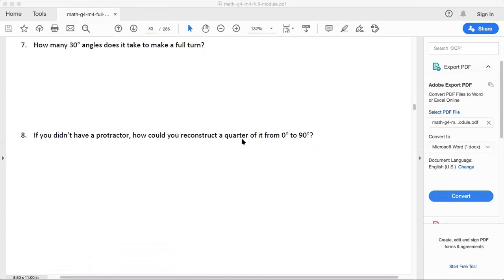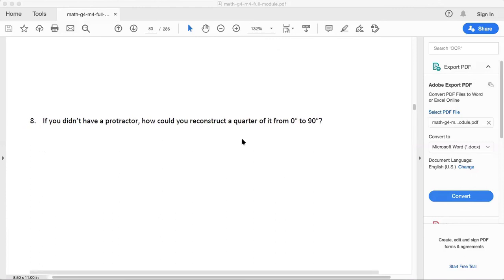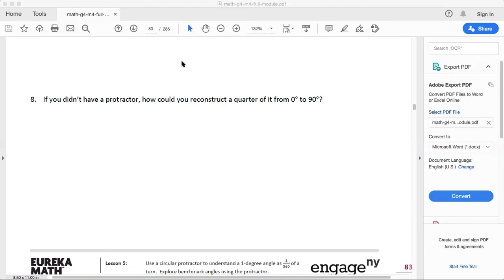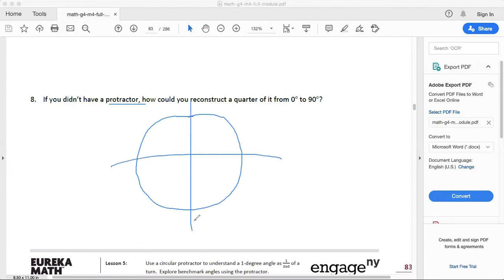And then number 8 says, if you didn't have a protractor, how could you reconstruct a quarter of it from 0 degrees to 90 degrees? So remember in the video, we learned that the whole, if we're using a circular protractor, because it's a circle, is 360 degrees. And it's split up into quarters. A quarter means 1/4. So each of these are going to be worth 90 degrees. Because 90 plus 90 plus 90 plus 90 equals 360 degrees total.